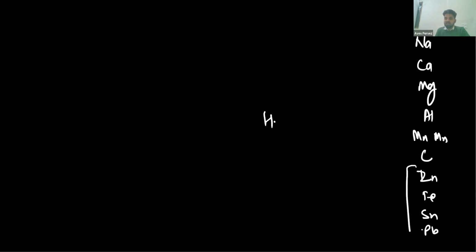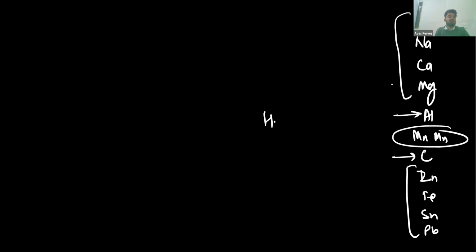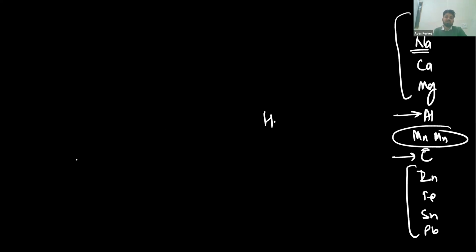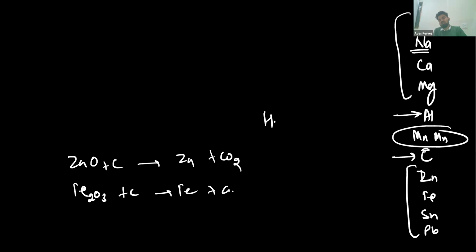So these metal oxides are reduced with carbon, these are reduced with aluminium, and these are reduced by electrolytic reduction. Sodium oxide cannot be reduced by carbon, because carbon is less reactive than sodium, so Na2O will not form Na plus CO2. But zinc oxide or iron oxide reacts with carbon and gives Zn, Fe plus CO2. You understood what I'm saying?